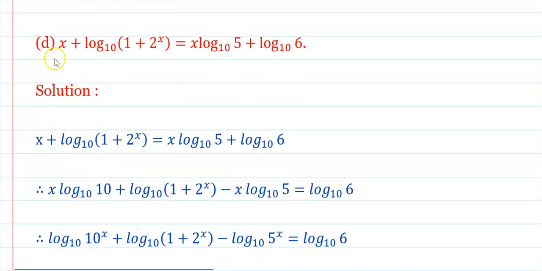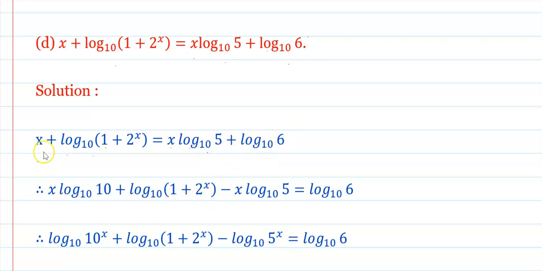Now the next one. x plus log of 1 plus 2 raised to x to the base 10 is equals to x into log of 5 to the base 10 plus log of 6 to the base 10. Okay. Now x plus log of 1 plus 2 raised to x to the base 10 is equals to x log of 5 to the base 10 plus log of 6 to the base 10.